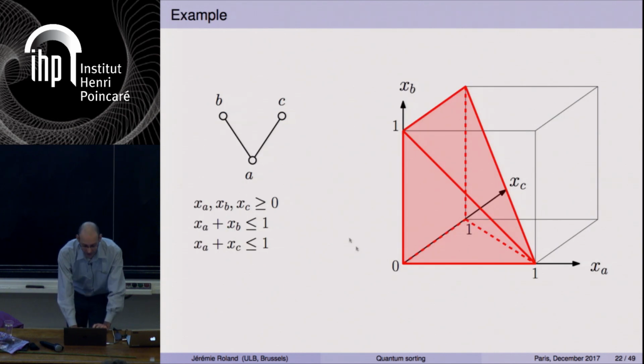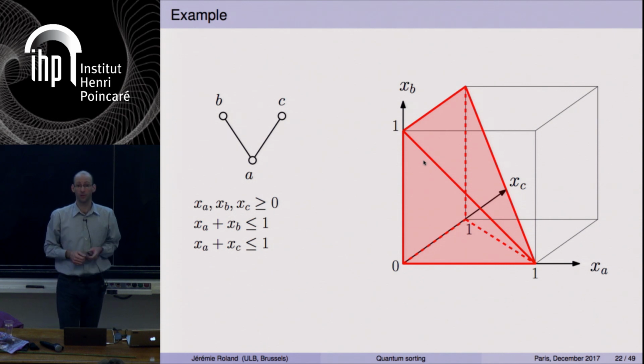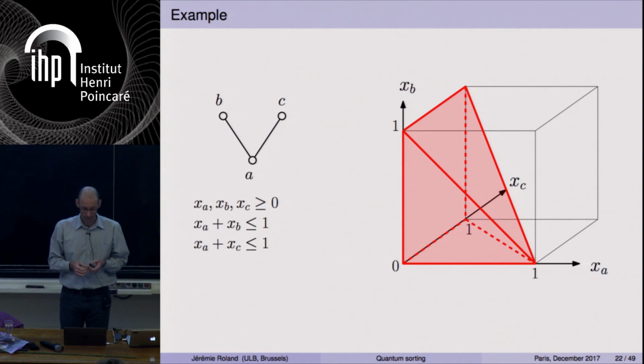Let's take the same example as before. I have this partial order where B and C are incomparable, and B is larger than A, C larger than A. So here I have two chains: a chain consisting of A and B, and another chain consisting of A and C. This means for the chain polytope, XA plus XB should be less than 1, and XA plus XC should be less than 1. And if I impose all these linear constraints, I get another pyramid, which is not the same as for the order polytope, but it's again a polytope. And this is a chain polytope.